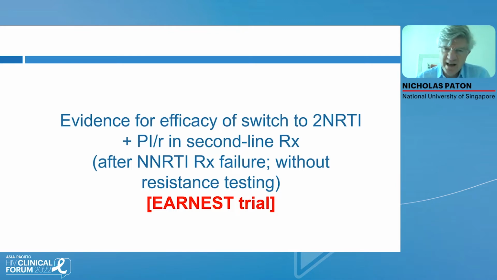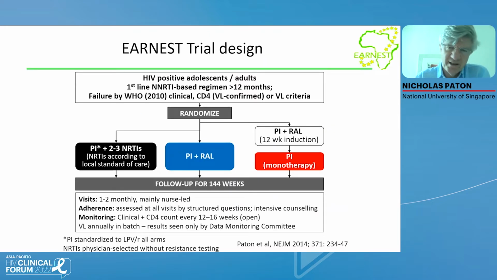So first of all, let's look at the evidence for efficacy of switching to 2 nucleosides and protease inhibitor in second-line therapy. And I'm going to talk about the EARNEST trial here. So this is what to do when you fail on a nucleoside, non-nucleoside-based regimen. So in the EARNEST trial, we randomized over 1,200 patients who were failing on an efavirenz-based regimen by WHO clinical criteria or confirmed with a viral load test.